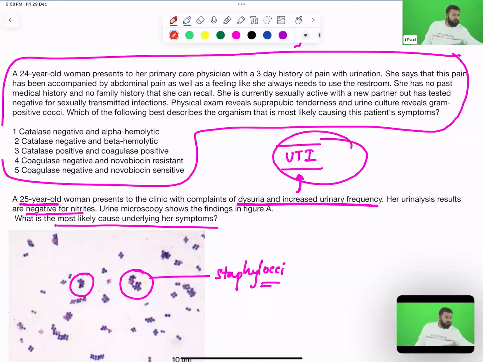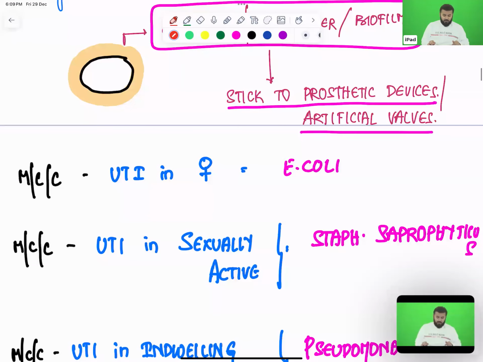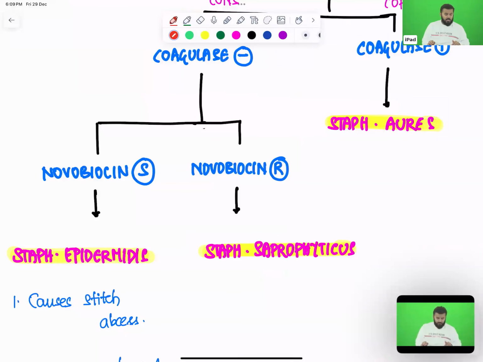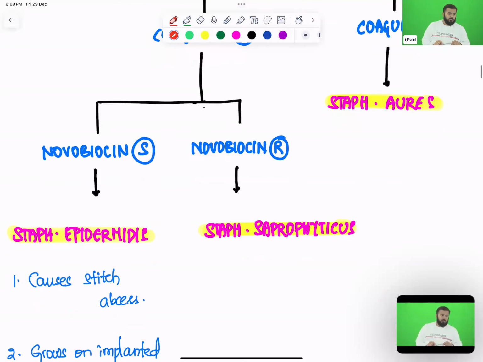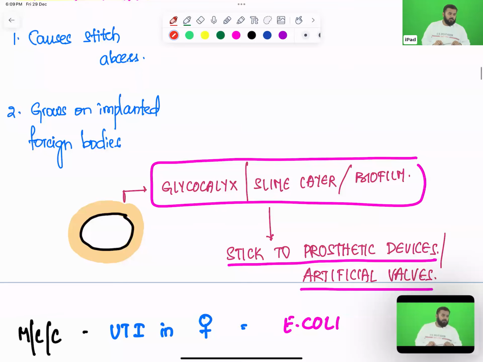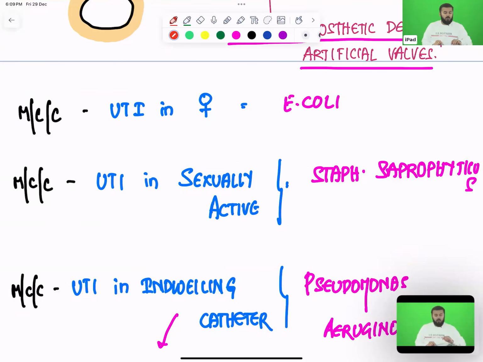Good time to start. I think we have sufficient audience over here. Okay, so yesterday we were discussing Staph epidermidis as well as Staph saprophyticus. I was telling you Staph epidermidis mainly causes endocarditis, whereas Staph saprophyticus mainly causes urinary tract infection in sexually active women. Okay, sexually active women. So till here you all understood yesterday, right?